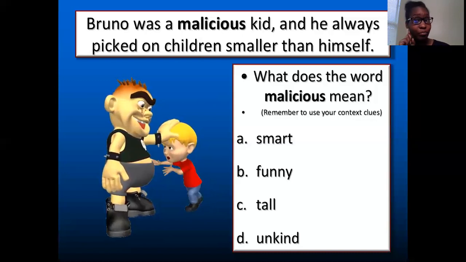Plug. And if you were in my classroom, I should be hearing you say chug, right? So let's plug the word unkind in and see if it makes sense in this sentence. Bruno was an unkind kid, and he always picked on children smaller than himself. Unkind would make sense in the sentence in place of the word malicious. So D has to be the answer.